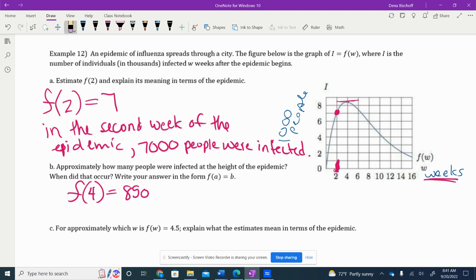And I'm actually going to write it as 8.5 because we just need to know what it means. So we know that about 8,500 people were infected in the 4th week. F of 4 is 8.5. Okay.